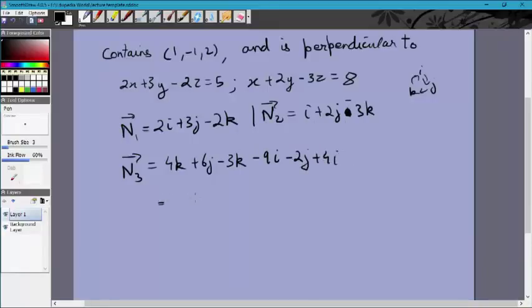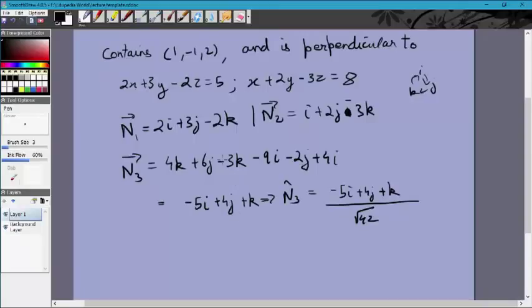So this comes out to be -5i + 4j + k. So this is the third one. And now we can find the unit vector n3 cap. That will be -5i + 4j + k divided by root of, so we have 25 and 16 and 1. So 25 and 16 gives me 41 and 1 is 42. So root 42.